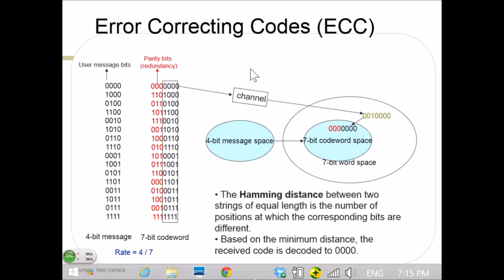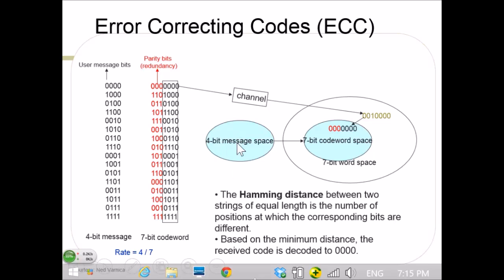So the simple concept for the ECC is this. You have these 4-bit messages, so you have 16 combinations. Now instead of transmitting these 16 combinations directly, instead of transmitting 4 zeros, we're adding 3 more zeros here. And instead of transmitting this 1 0 0 0, we're transmitting this sequence here. So we're adding a redundancy, but this redundancy is based on a mathematical equation.